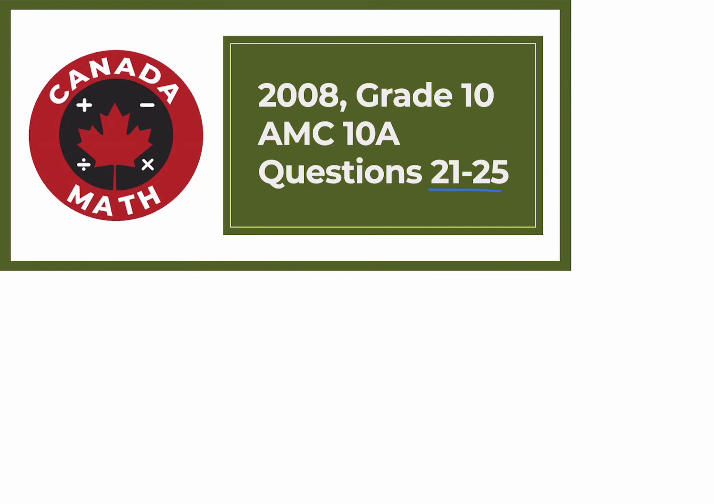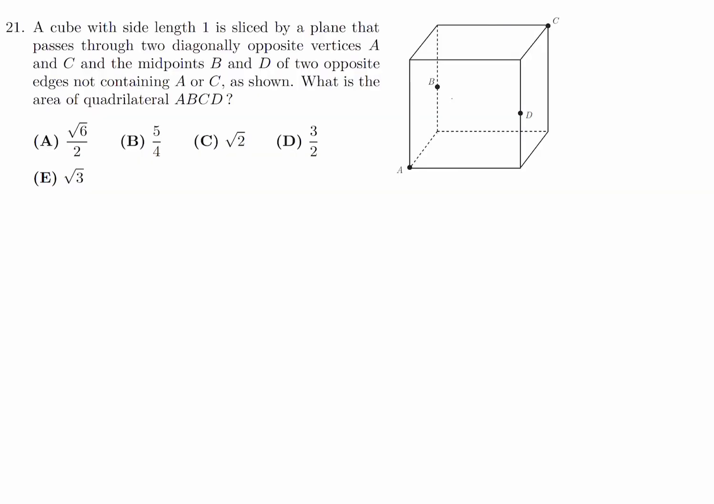Questions 21 through 25 on the 2008 Grade 10 AMC 10A. A cube with side length 1 is sliced by a plane that passes through two diagonally opposite vertices A and C, and the midpoints B and D of two opposite edges not containing A or C as shown. What is the area of quadrilateral ABCD?